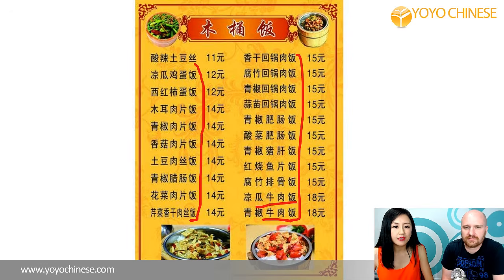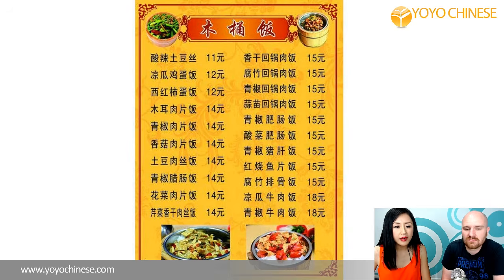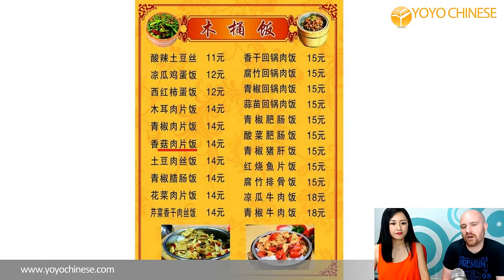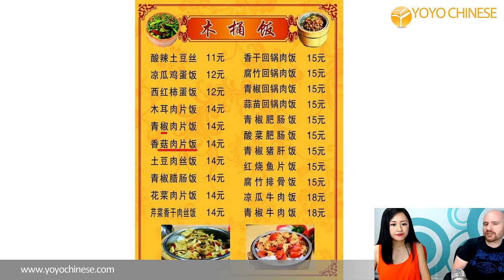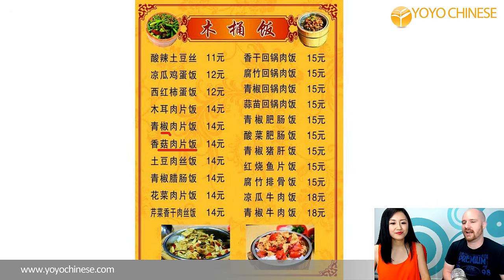What about this? That's going to be some sort of potato dish. And then what about this? That's fish. Okay, so fish rice. And what about this? If you see this, what do you think it is? Well, we know it's some sort of vegetable. And then you might think, oh, it's vegetable meat. But if you see the character for rou without any animal before it, it's pork. So this is actually xianggu rou pian fan.